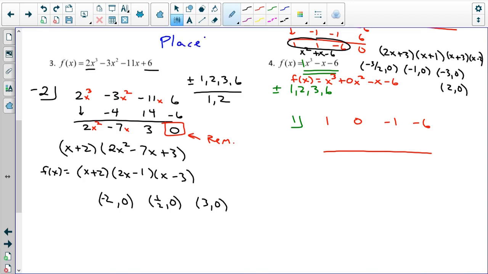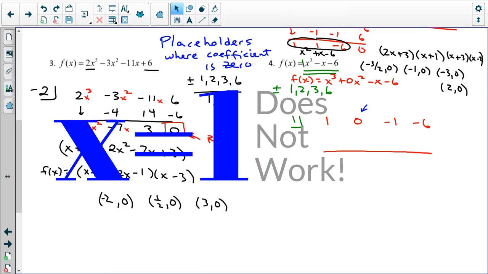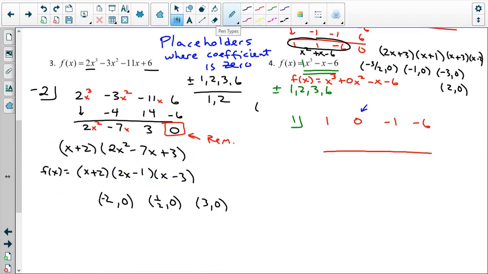Placeholders where the coefficient is 0. That is huge. You must have a placeholder where the coefficient is 0. So let's try 1. That would mean that x minus 1 is a root.